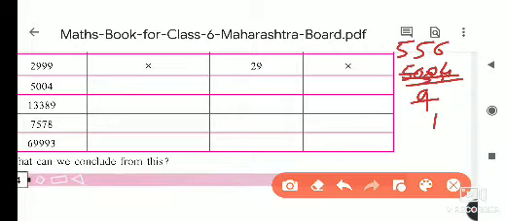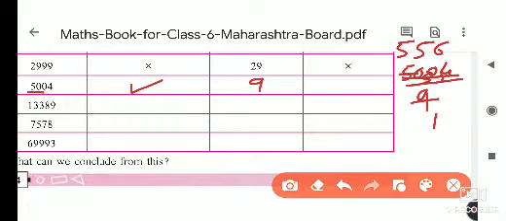Now, is it divisible by 9? Yes. Now we have to do the sum of the digits: 5 plus 0 plus 0 plus 4. 5 plus 0 is 5, plus 0 is 5, and plus 4 it is 9. And 9 is there in the table of 9. At which place?